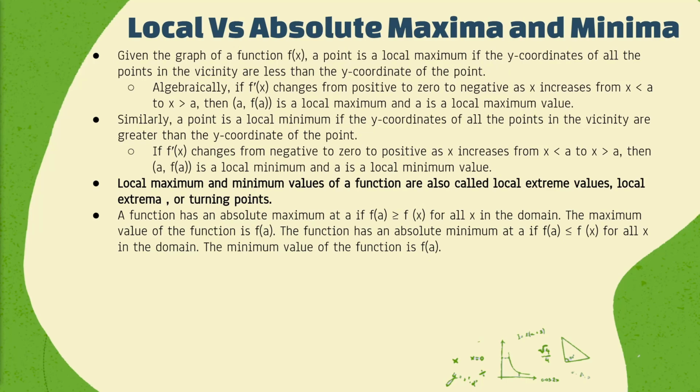So now that we know what a local minimum and a local maximum are, we could talk about what the absolute minimums and absolute maximums mean. However, if we want to be very specific, any type of local maximum or local minimum will be called a local extreme value, a local extrema, or a turning point. These three terms are very important for you to understand because the remainder of the chapter will follow these terms.